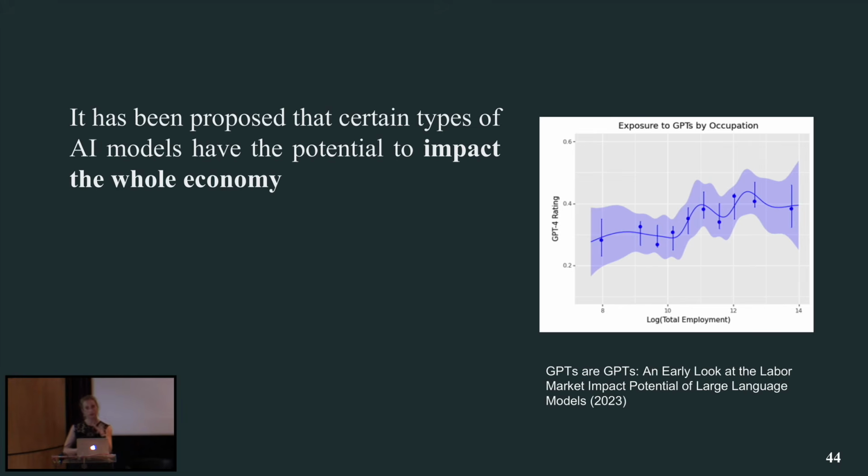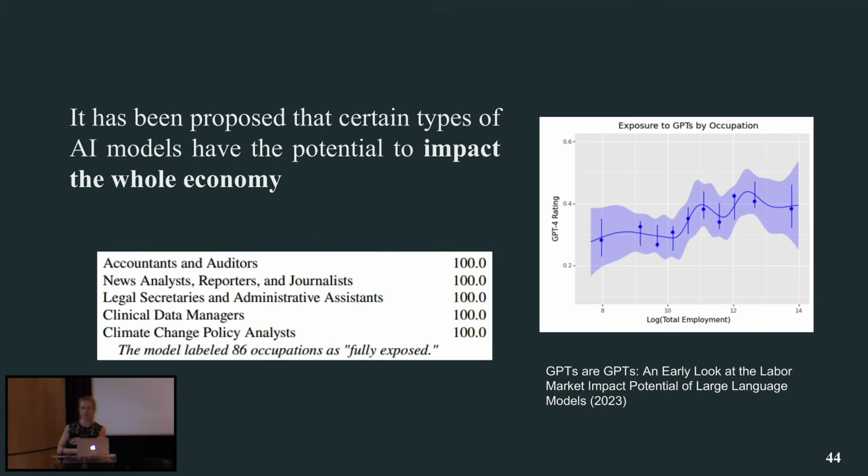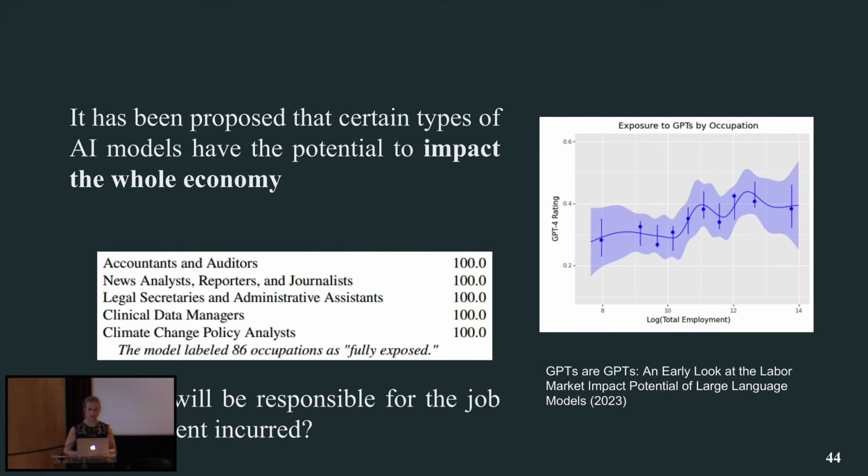ChatGPT is an acronym, so Generative Pre-trained Transformer. But there's also this economic concept of general purpose technology. And so what they're arguing is that ChatGPT-type models are general purpose technologies that have the potential to change whole labor markets and actually replace whole types of jobs. They're saying that their AI model, by the way, labeled 86 occupations as fully exposed to be replaced by AI. Things like climate change policy analysts, apparently, but also journalists, legal secretaries, accountants, and auditors. Essentially, they're saying all of these professions will disappear because AI can just replace them.